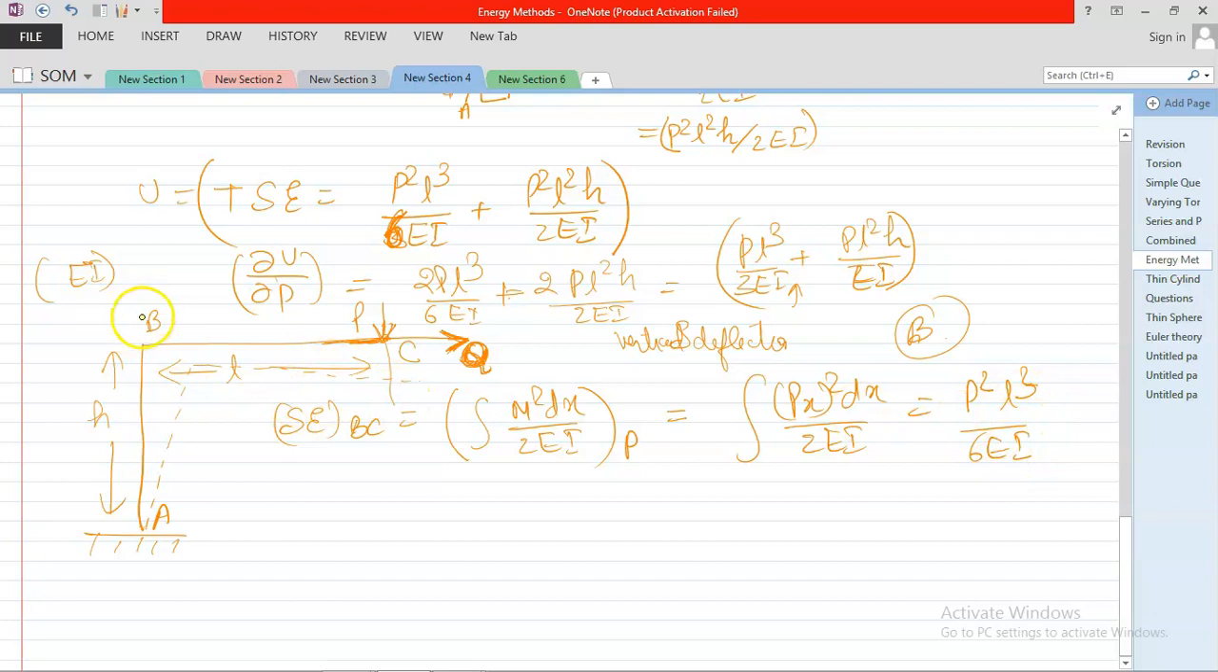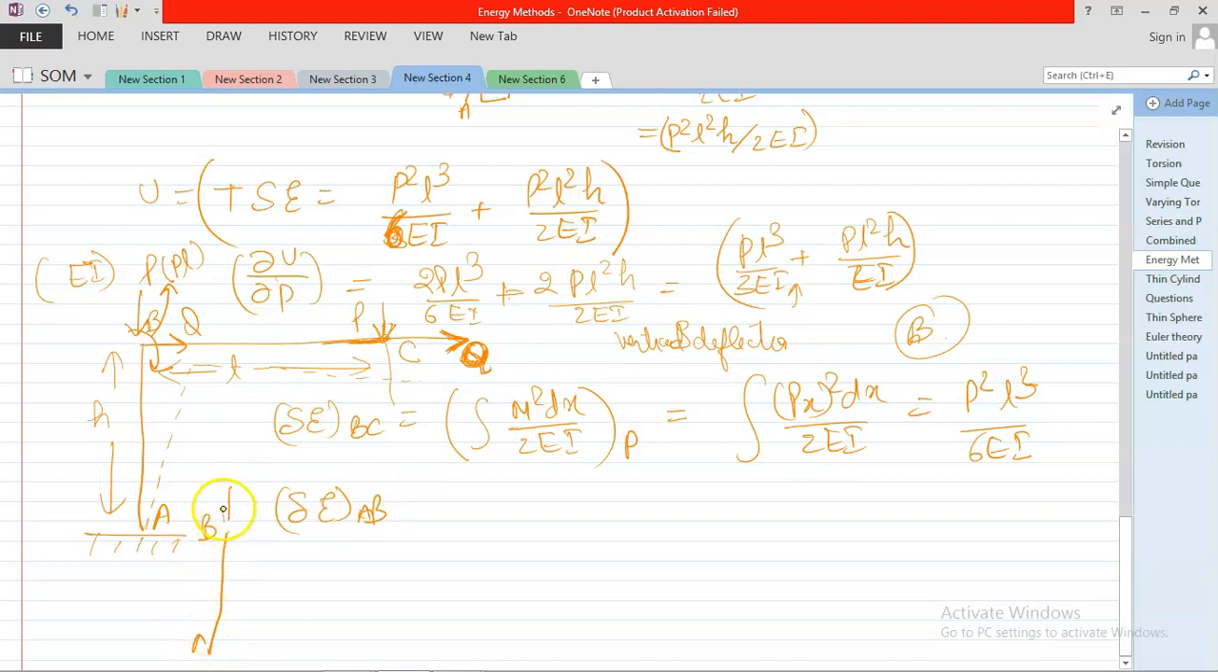Now for Q, if you see, this is the value P, this is the value Q, and here you have a couple, that is PL. Now strain energy at AB. I am drawing AB in a separate position. So this is your AB.